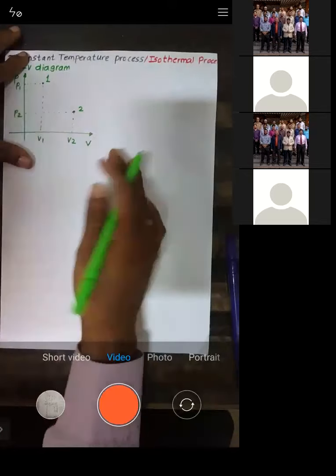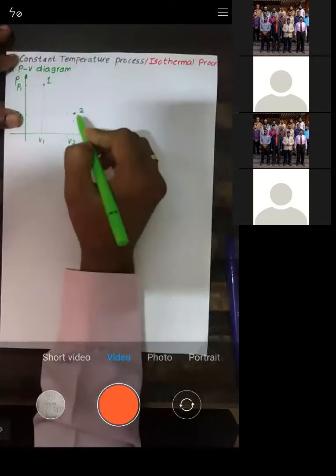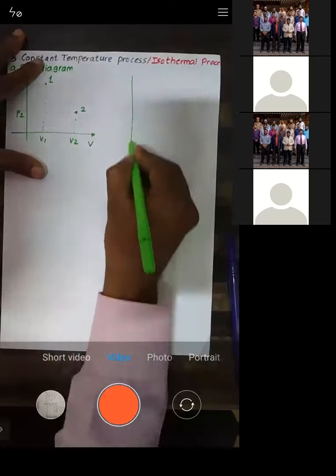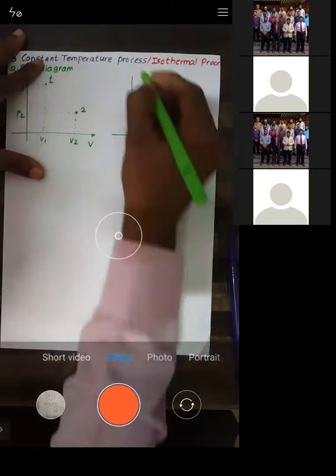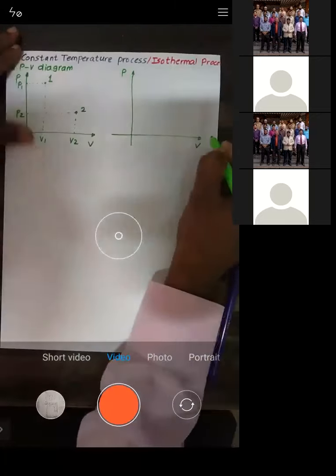Now see, this is one process where 1 is at the top side and 2 is at the bottom side. I can have a reverse diagram. For every process I'm showing you two diagrams which are exactly reversed.